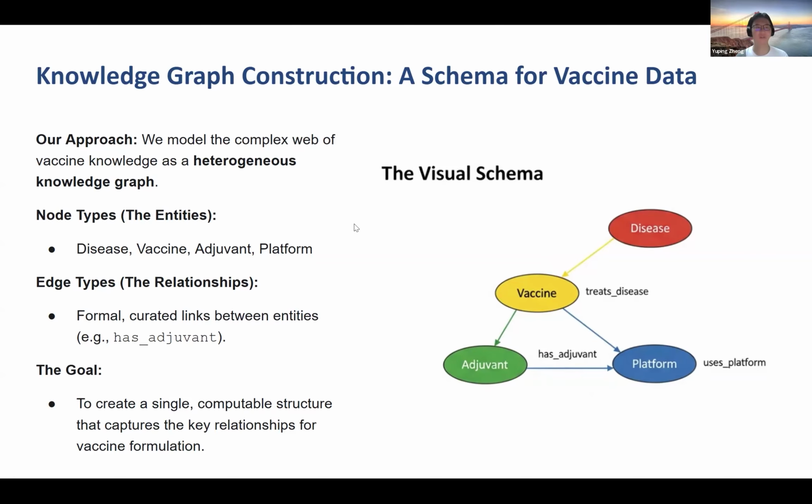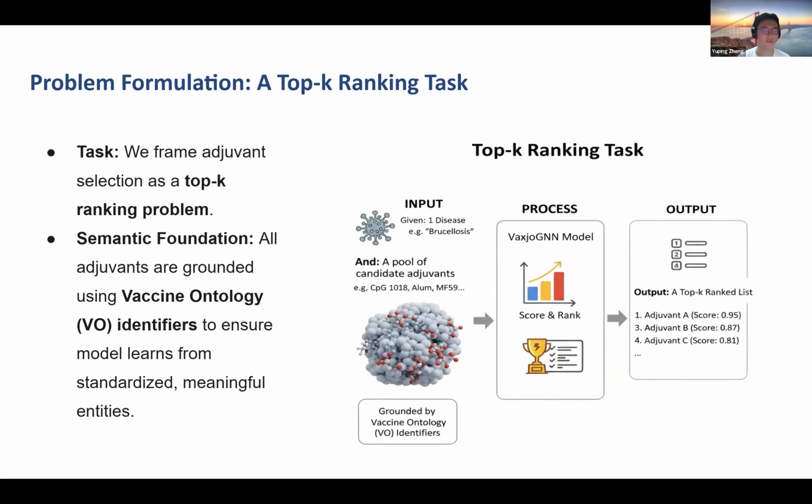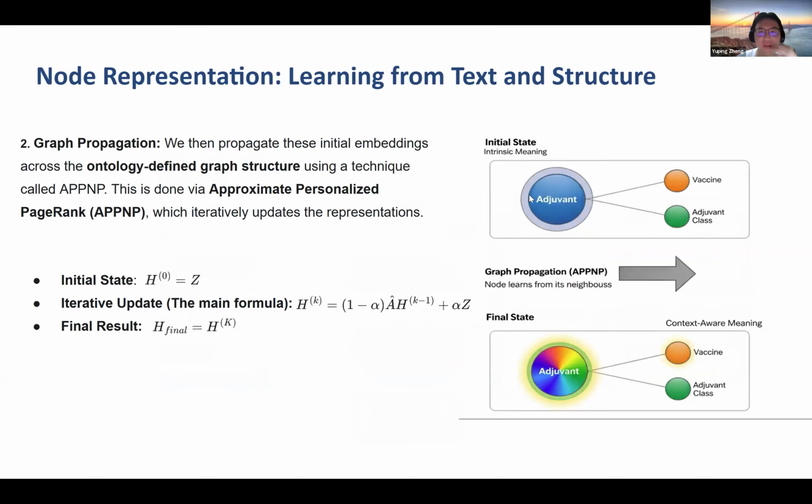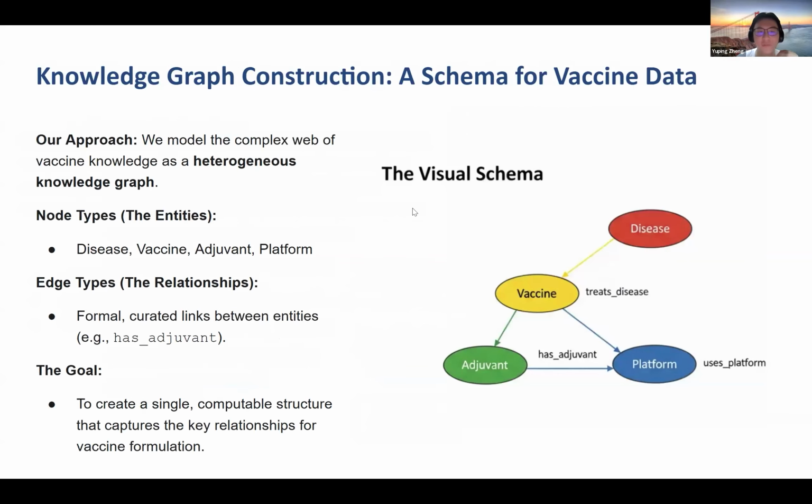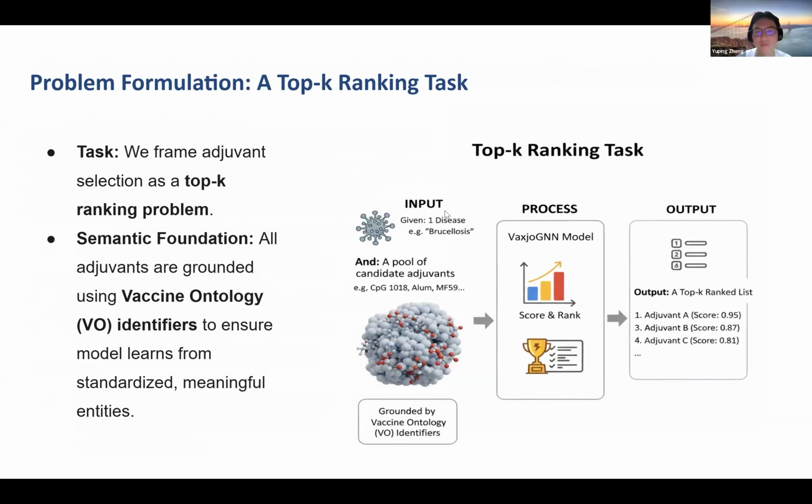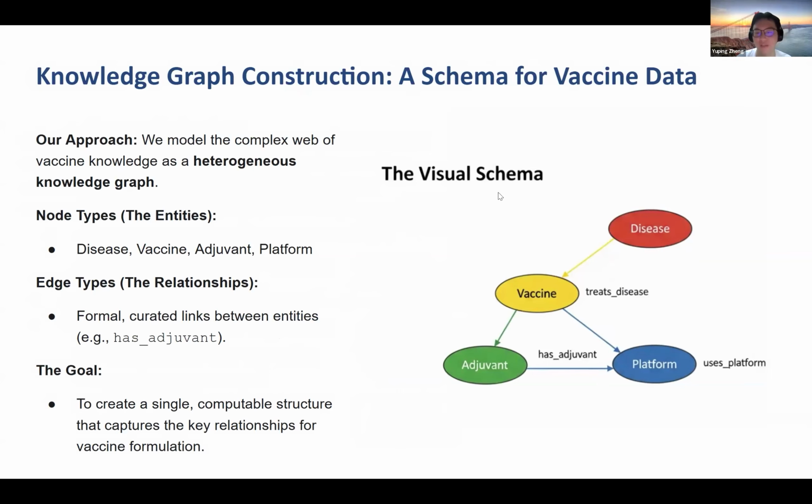Let's start from the problem formulation. Basically, we want to give the prediction or the ranking of a set of adjuvants, and the expert can then choose one from these rankings. The next part is how we construct the knowledge. This is basically the VaxJo database. We have the vaccine, the adjuvant, the platform, the disease, and we have those node and edge types, which are the relations, and we can learn from these.